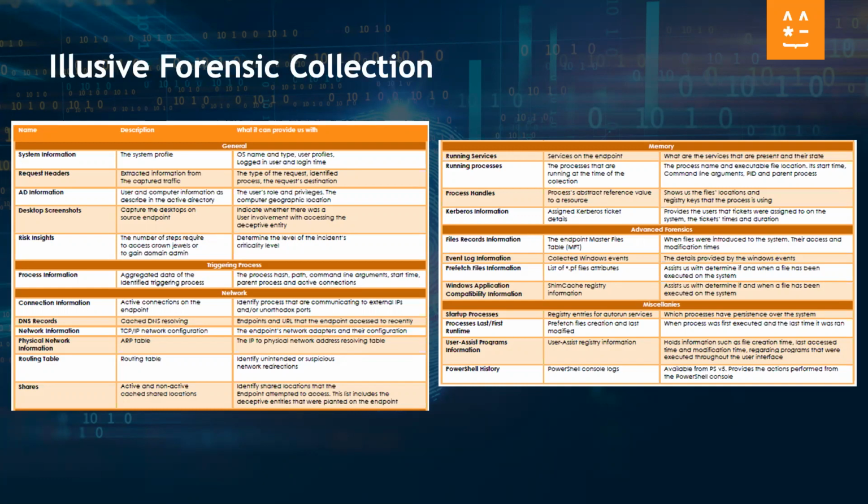Then we've got the user-assisted programs, which hold information such as file creation, last access time, and modification time regarding programs that were executed through the user interface. And then lastly, we have the PowerShell history. The PowerShell history is only available from version 5 and above, which gives you the full PowerShell history output as well as input. So if an attacker was conducting a ping, a test connection, or invoking Windows Credential Editor, you would see what they're typing in, and you would also see the output of what was given back to them, all in the same screen.